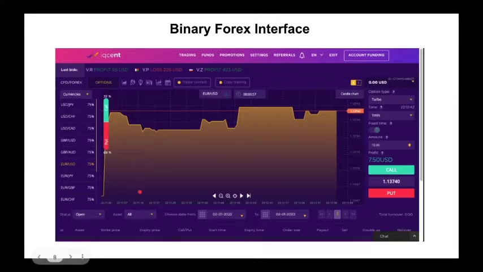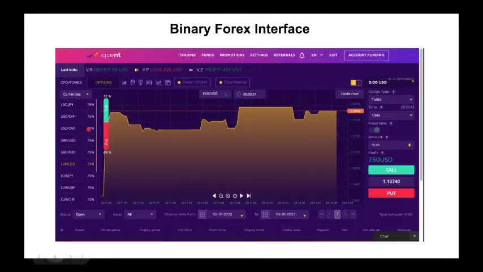There are various brokers, and every broker interface is a little bit different. But some of the most popular interfaces that we really use is going to look like this.